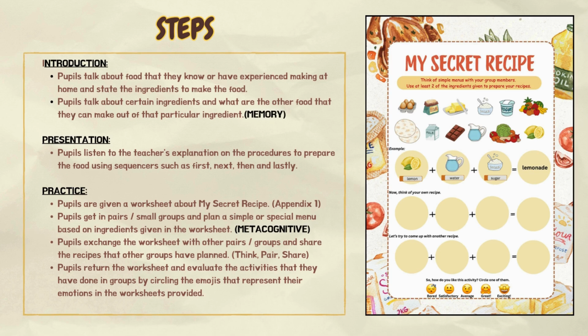After that, pupils exchange the worksheet with other pairs or groups and share the recipes that other groups have planned in Think, Pair, Share activity. And then, pupils return the worksheet and evaluate the activities that they have done in groups. They have to discuss in groups, choose and circle the emojis that represent their emotions in the worksheets provided.